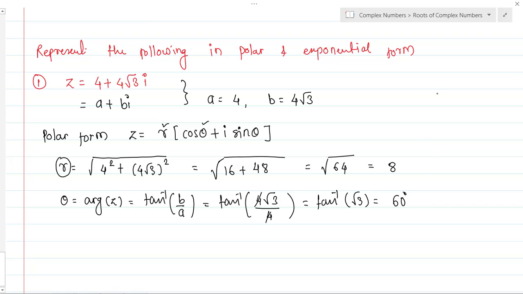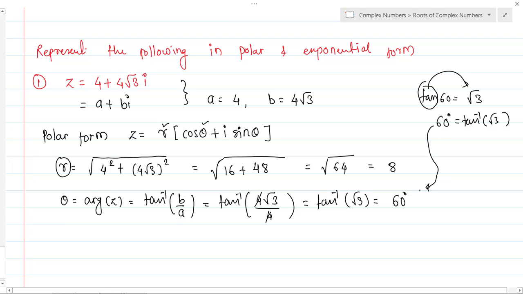What is the meaning of this? See, tan of 60 degree is equal to root 3. So if I take this tan part to the RHS side, 60 degree is equal to tan inverse of root 3. The same I have written here. So once you have the values of r and theta, now it's very easy to get the polar form as well as the exponential form.